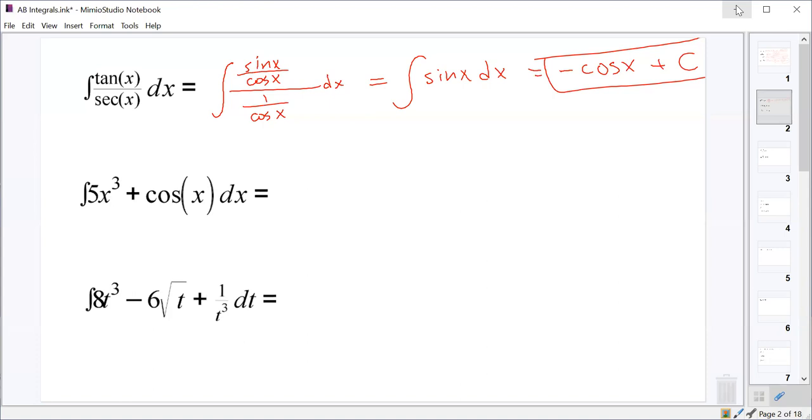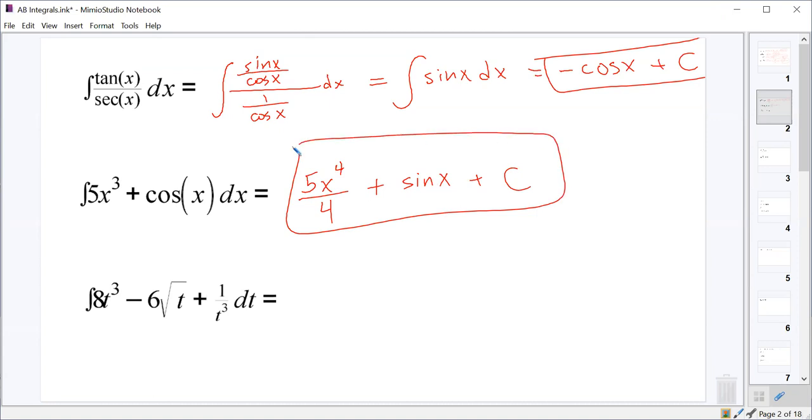All right, what about this next one? 5x cubed. What does that become? Five x to the 4th divided by 4. And then the integral of cosine should be sine, so plus sine x plus a constant. Don't forget the constant. If you forget the constant on a quiz, you're going to lose points for it. And you don't want to lose points for missing a constant. Same thing if you do it on the AP test.